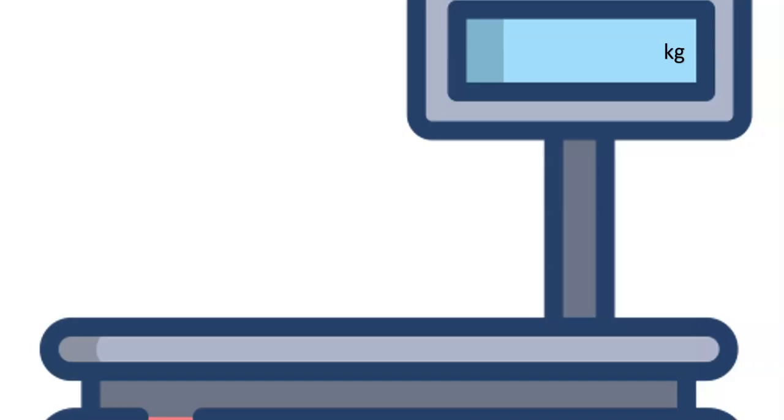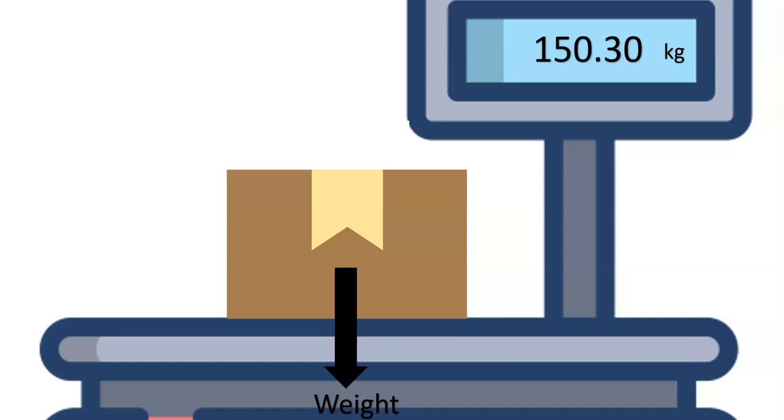Back to our example of the box on the weighing machine. Note that although the weighing machine is calibrated to display in grams or kilograms, it is actually a measurement of weight and not mass. All objects experience a pull towards the center of the earth due to the force of gravity. Hence, objects have weight and will fall to the ground.